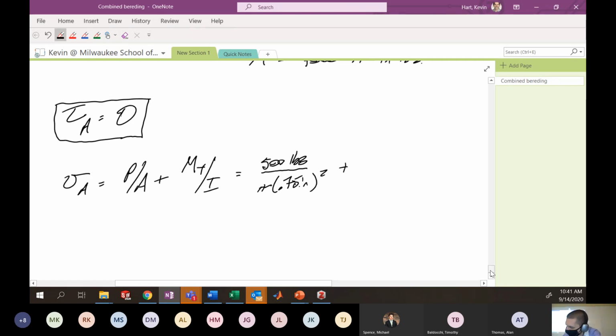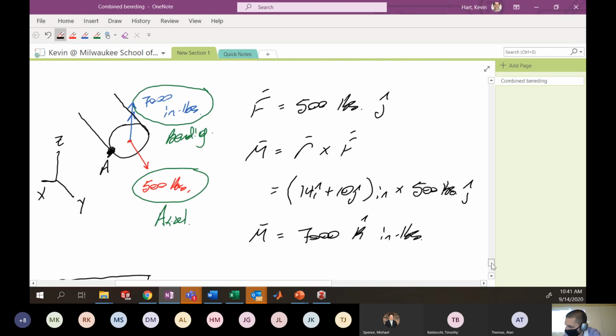And I'm going to add to that the contribution from bending, My over I. I'm going to take a look at my schematic to see whether I have tension or compression from this bending moment. If you stick your thumb in the direction of this double arrow and curve the bar around your thumb, you're going to see tension at point A and compression on the opposite side. So this bending moment, the 7,000 inch-pounds, produces tension here and compression here.